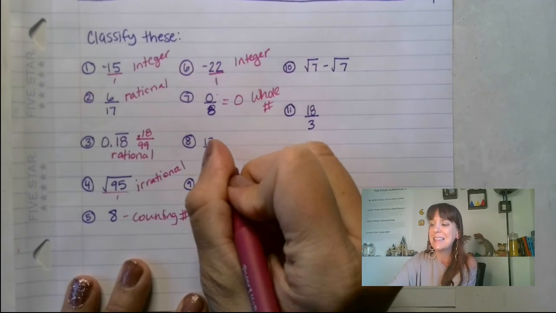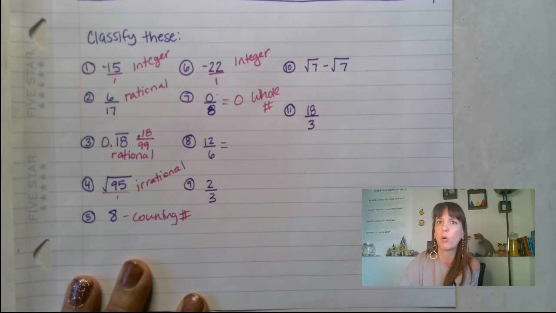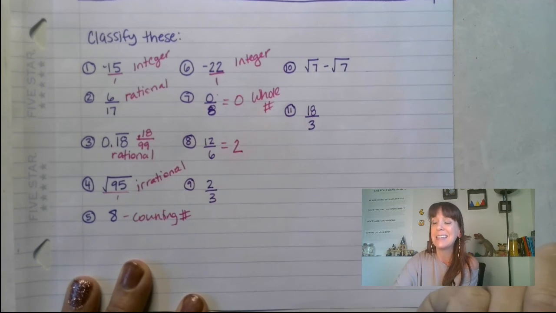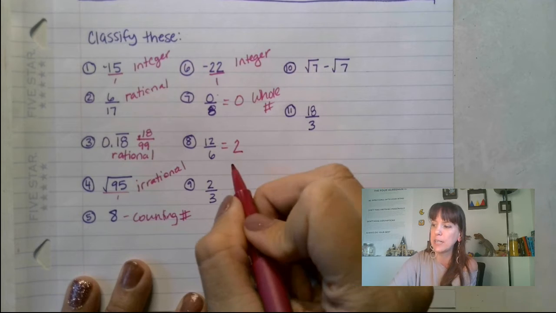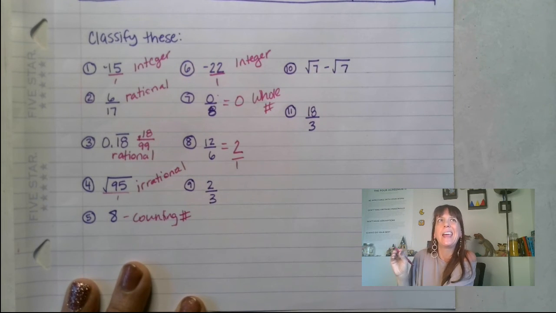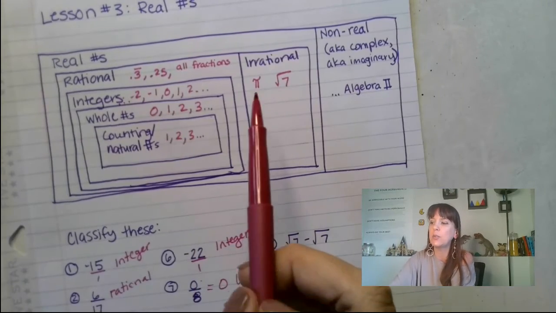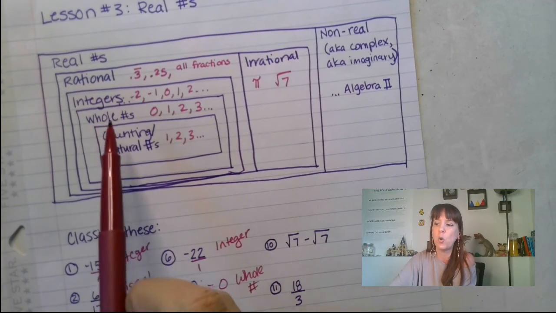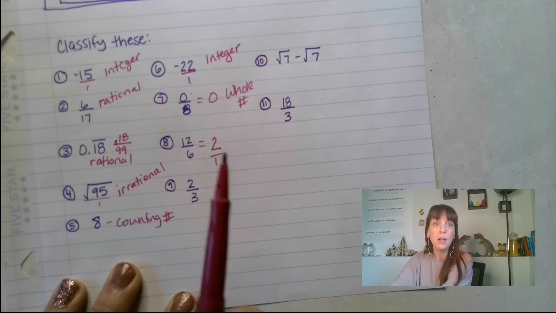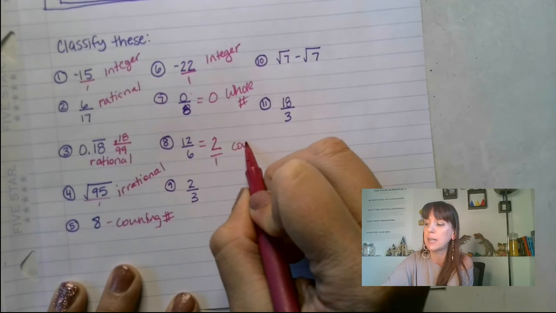12 divided by 6, you always want to reduce these before you establish what kind of number it is. That's 2. That is a rational number because it can be written as a fraction over 1. So it's not only a rational number, is it an integer, whole, or counting number? Well, it's definitely an integer, it's definitely a whole number, and it's also a counting number. It's something we can use to count.